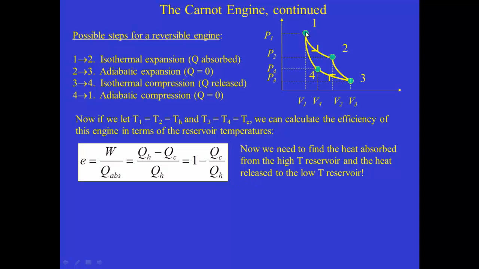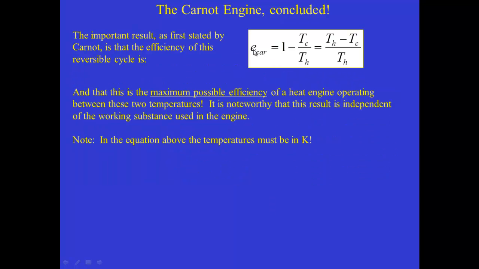And that's really not that difficult. It's done in the textbook, and so you can follow through the work in the textbook. And it turns out for this kind of process that QC over QH is equal to TC over TH. The ratio of the heat released to the heat absorbed is actually equal to the ratio of the two temperatures. And so as a result, the Carnot efficiency becomes 1 minus Tc over Th, or the difference between the two temperatures over the high temperature reservoir temperature. So this is the maximum possible efficiency for a heat engine that operates between these two temperatures.